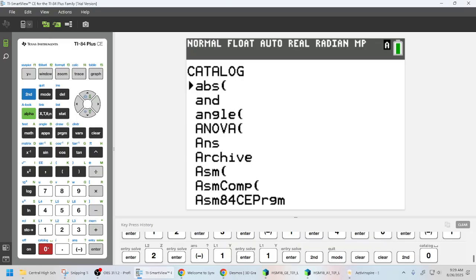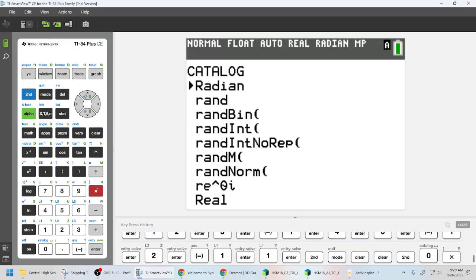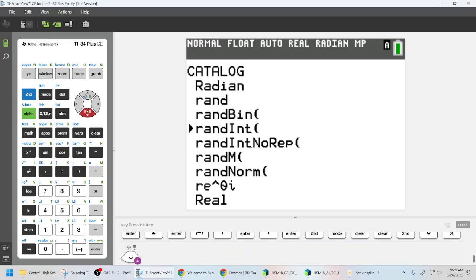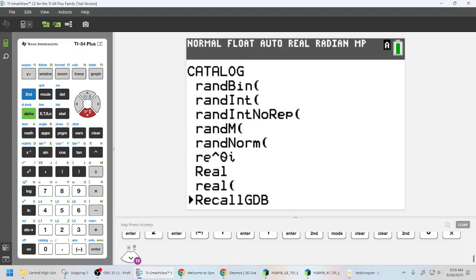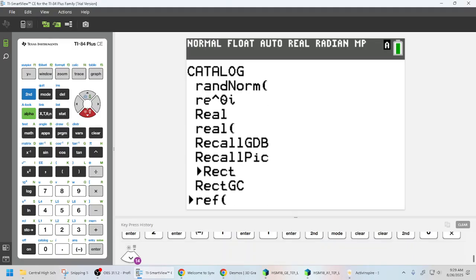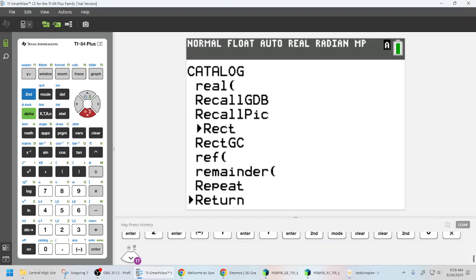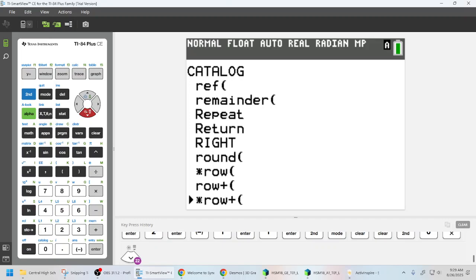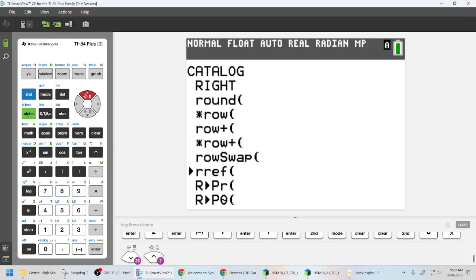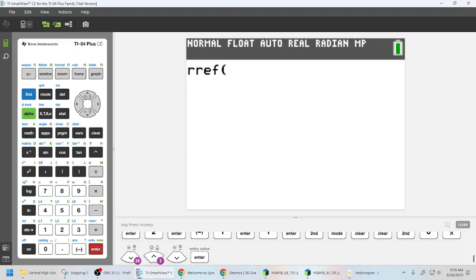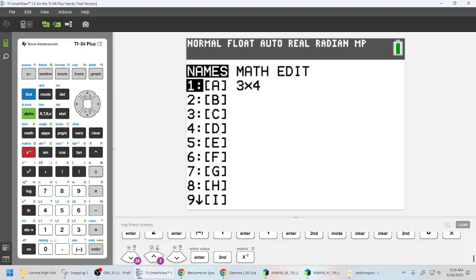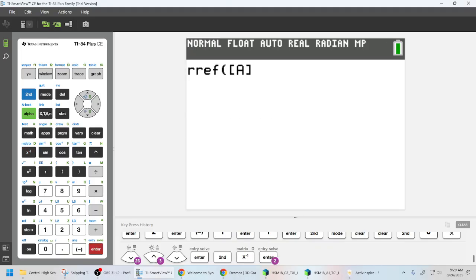I can't really read these. There's R. So if I go to R and just scroll, probably a shorter way to do this, but there it is. RREF. And then I have to go tell it which matrix. So you go back into matrix, and then you just hit enter on matrix A. That's where we put our data. Okay, and then you hit enter.